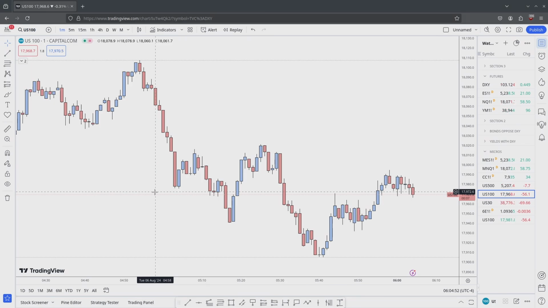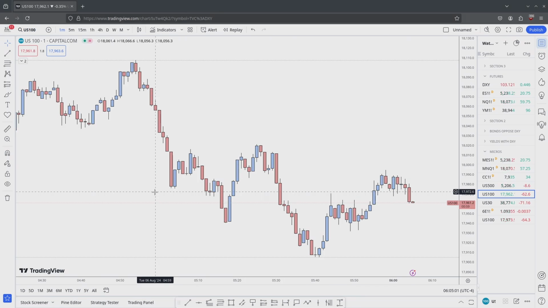Today, I want to talk about the consequent encroachment, mean threshold model idea that we talked about in the live stream. I want to go over a couple examples of how this model can be used with different PD arrays.